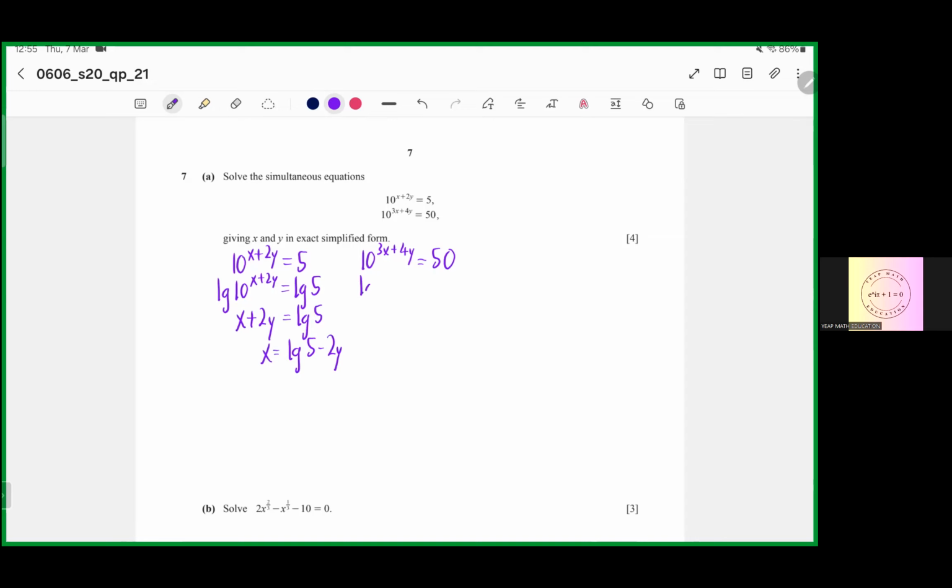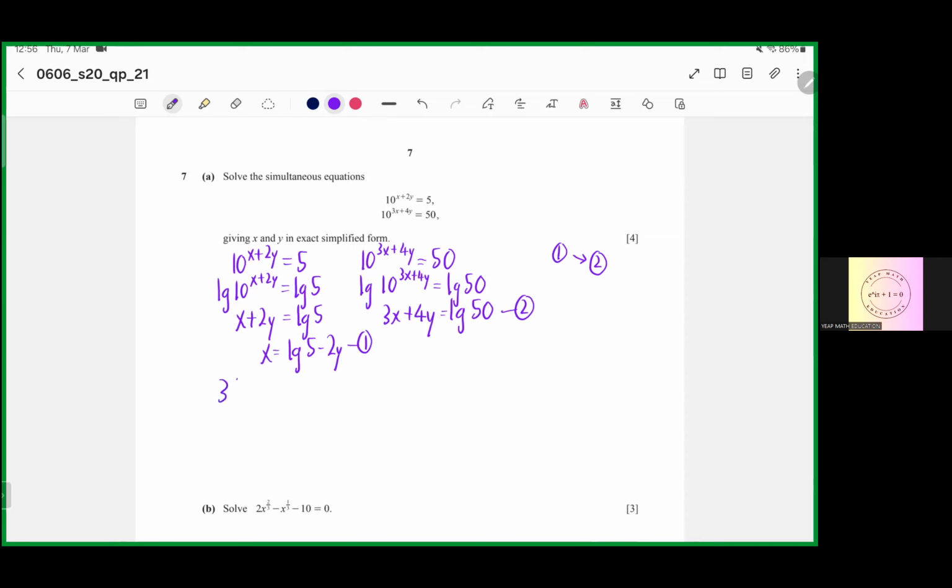And then here I also put log on the other one, 3x plus 4y equals log 15. Okay, I get 3x plus 4y equals log 15. This is the first equation, this is the second equation. So first, I put it into the second equation.